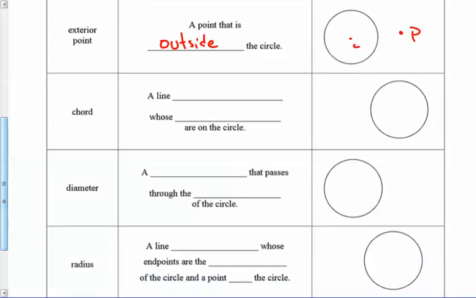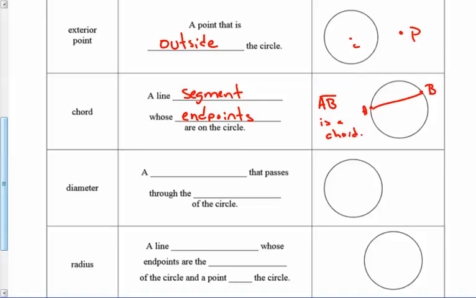Okay, so a chord. A chord is a line segment, right? And remember that line segments have endpoints. So a line segment whose endpoints are on the circle is called a chord. So if this is point A and this is point B, then AB is a chord. Okay?